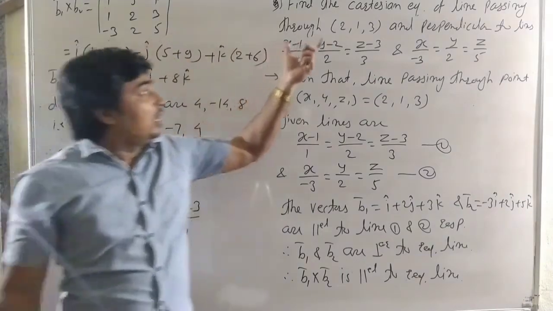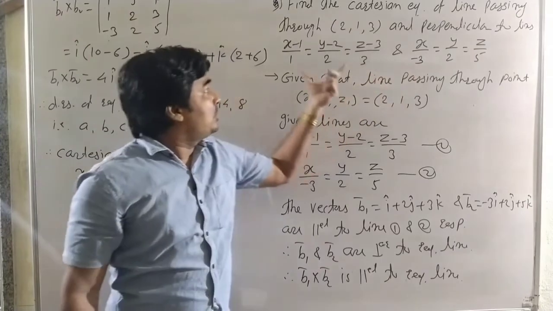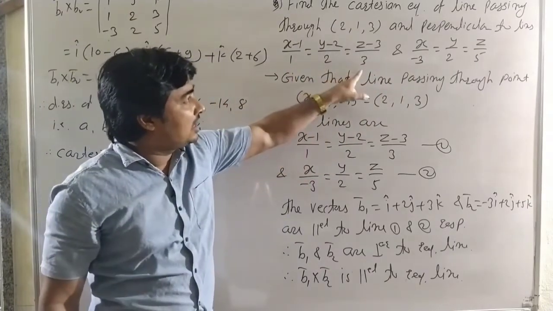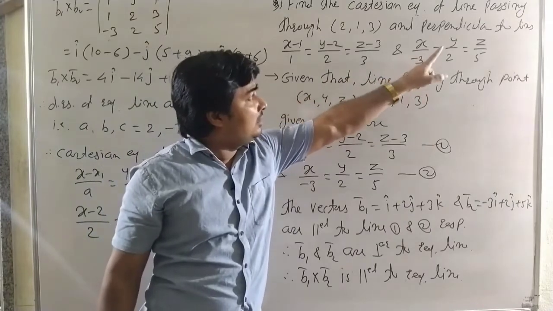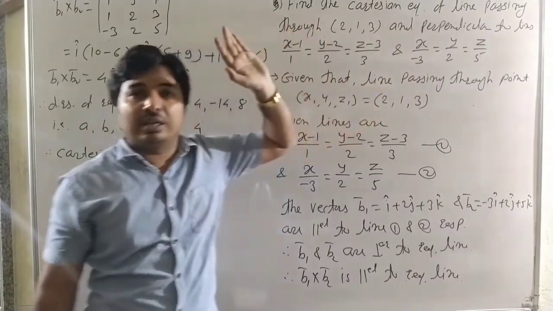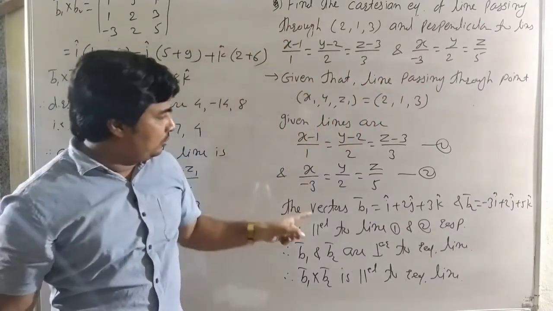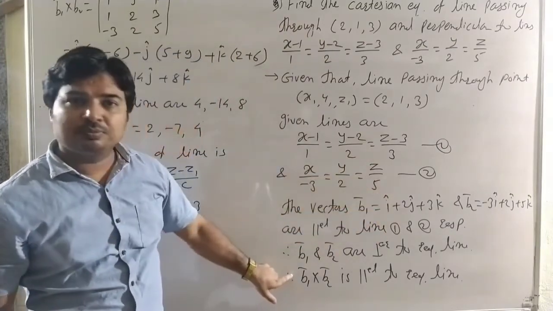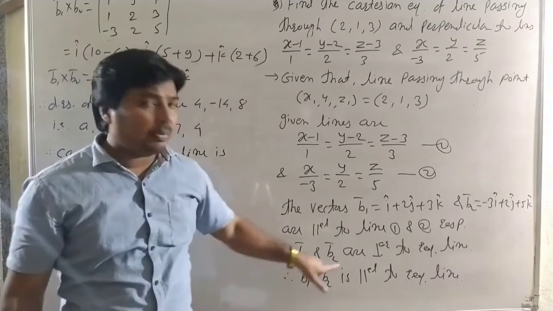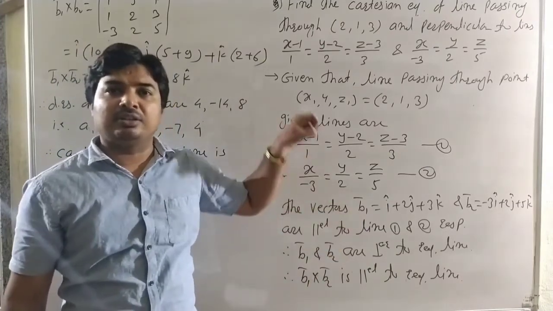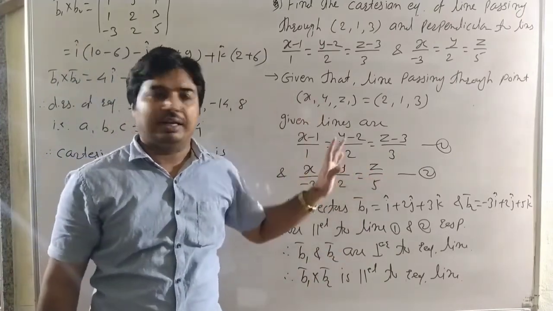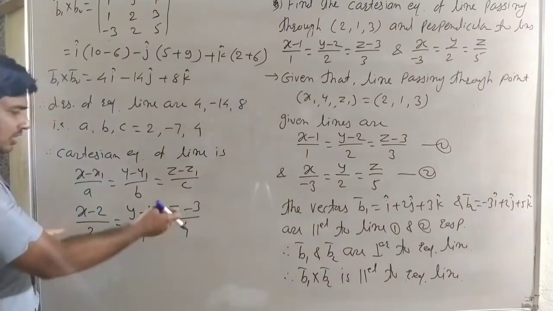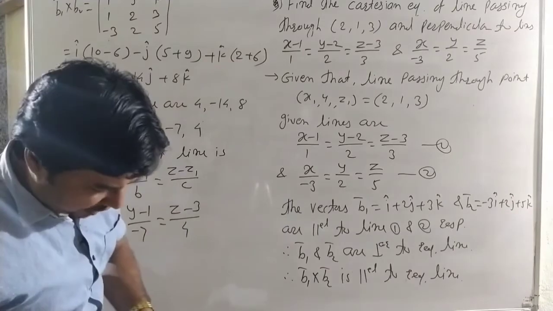Okay, the required line is perpendicular to these two lines, that means perpendicular to these vectors i cap plus 2j cap plus 3k cap and minus 3i cap plus 2j cap plus 5k cap. Perpendicular to these two vectors means parallel to this cross product, and the components of the parallel vector are the direction ratios of the required line. We know the direction ratios and the point it passes through, so we get the equation of the line. Now we see the next example.